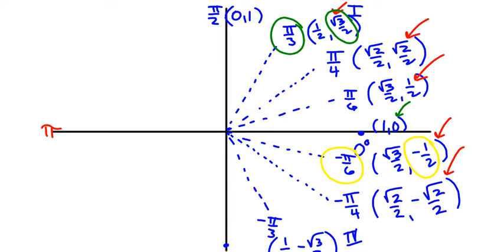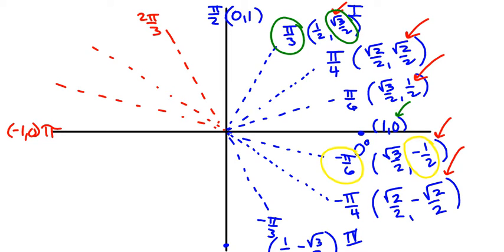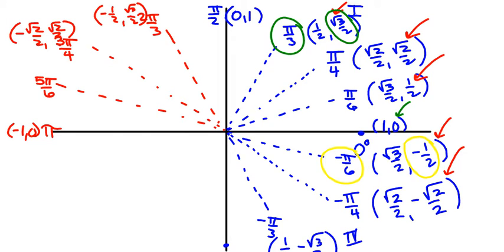So here's pi. It has the ordered pair -1, 0. Here's 2 pi over 3. It has the ordered pair -1/2, square root of 3 over 2. This is 3 pi over 4. It has the ordered pair negative square root of 2 over 2, square root of 2 over 2. This is 5 pi over 6, and it has the ordered pair negative square root of 3 over 2, 1/2. So remember, when we're focusing on the cosine, it is the x of the unit circle. It's not the y like the sine, it's the x.